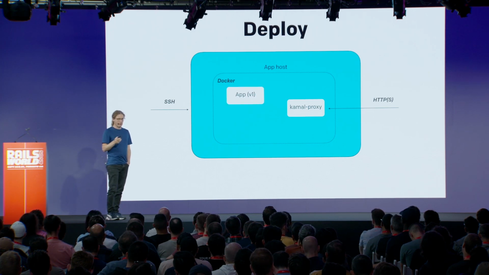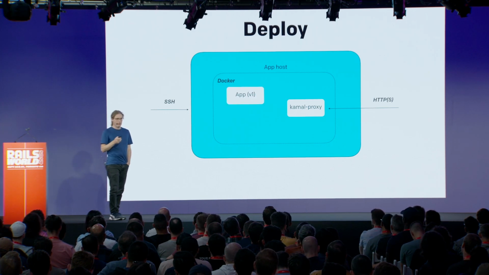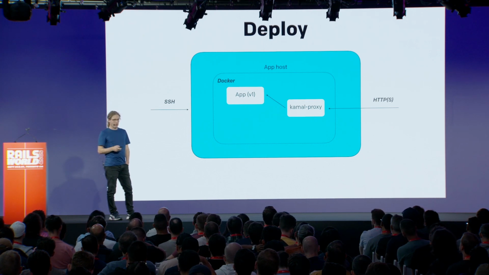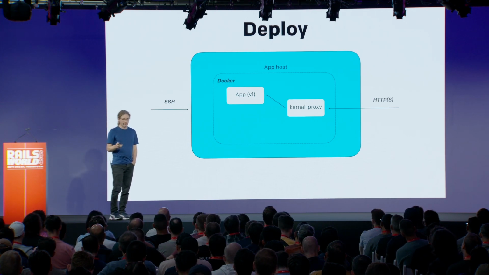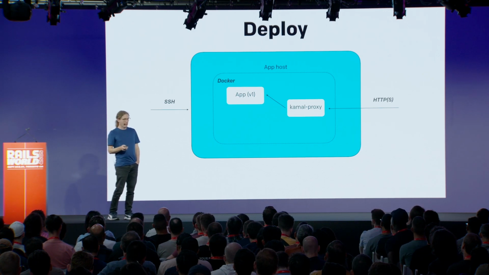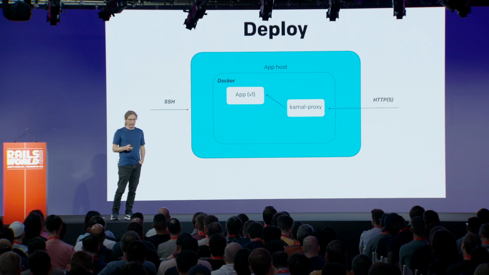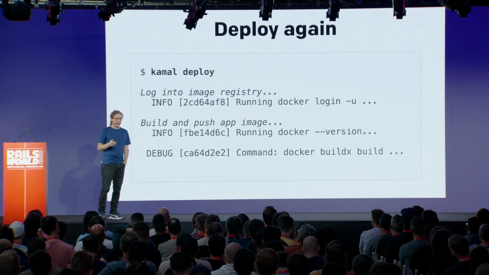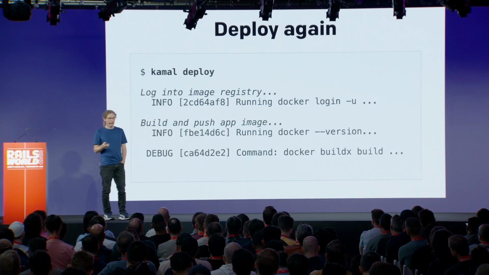But how we use it is we then boot up our application container, and then we tell the proxy, send the traffic through to that container. So now we're done. We're serving requests. They're coming in. The proxy is forwarding them to our application.